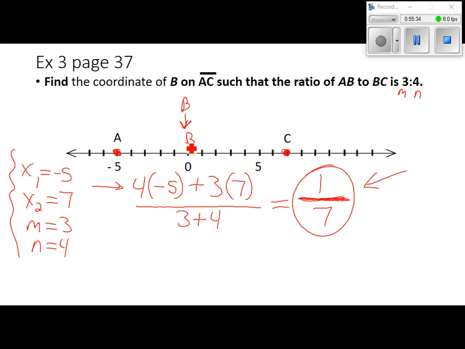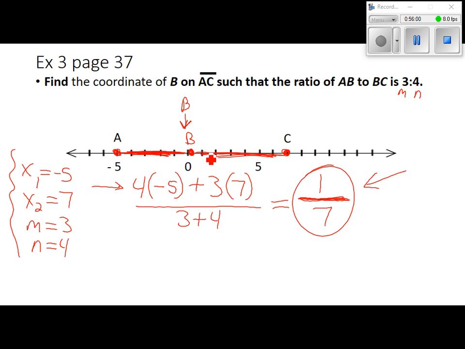Does that look like 3 parts on this side and 4 parts on that side? Yeah, it looks like that could be sensible. This side over here should be a little shorter than that side, right? And it looks like it is. Is it all right to come up with some coordinate like 1/7? Yeah, it sucks, but gotta be big boy now, right?